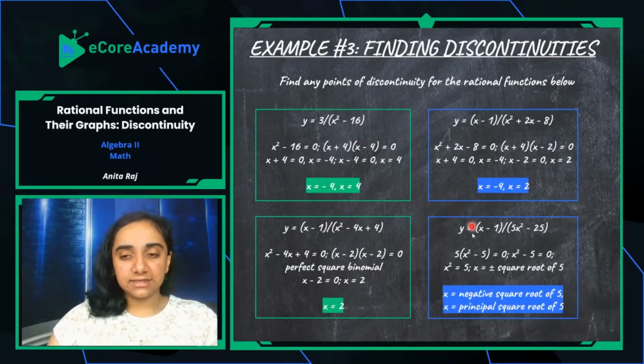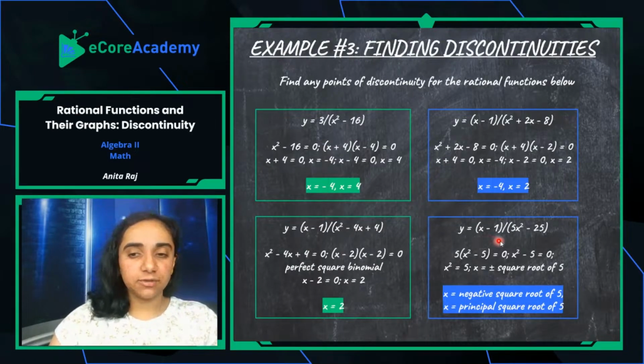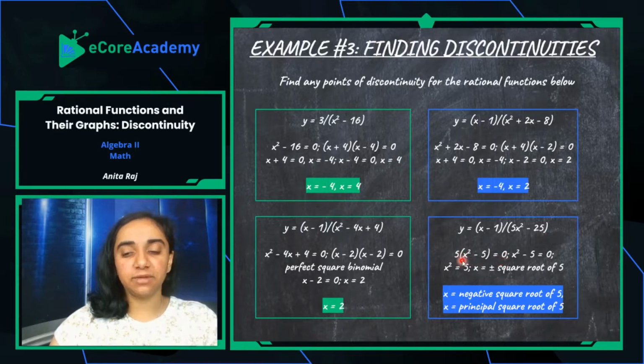And our last example, y is equal to x minus 1 divided by 5x squared minus 25. Set the 5x squared minus 25 equal to 0, and you can actually factor out a 5. So if you factor out a 5, you get x squared, and you can divide 25 by 5, and you get this minus 5 here. So you factored the 5 out, and then you divided both sides by 5. So 0 divided by 5 is just equal to 0, so you get rid of that extra 5.